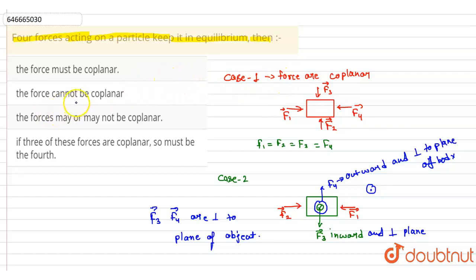Option B says forces cannot be coplanar. So it is also not correct. It may be or may not be. So option C is correct. Now option D says if three of these forces are coplanar, then the fourth must be.